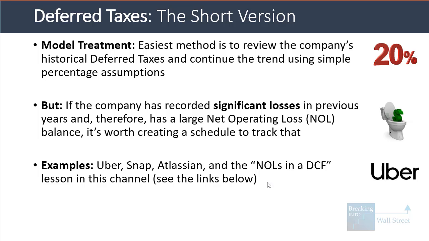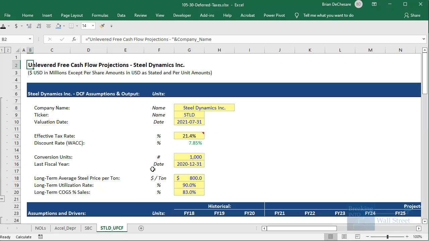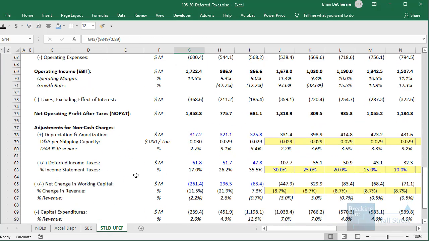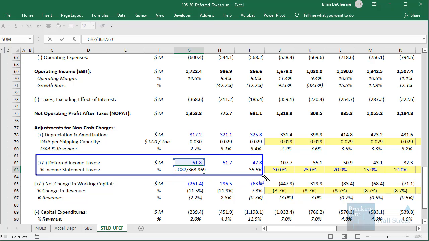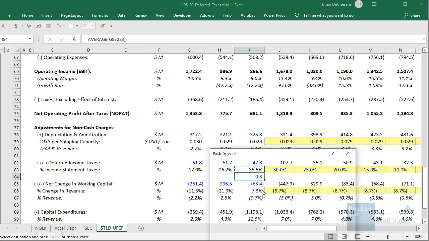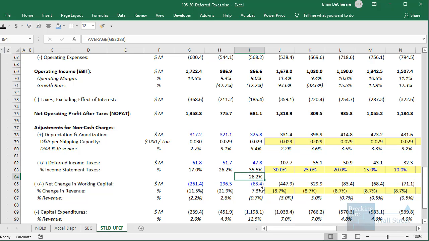The bottom line is that what you generally want to do in these cases, I'll bring up an example for Steel Dynamics here, is to look at something like the deferred income taxes on the cash flow statement. You want to look at these as a percent of the income statement taxes, as we're doing here. And you can see that historically, if we just take an average, they've been somewhere around the 25% to 30% range. So the company's cash taxes are less than its book taxes, and then we just continue this going forward.